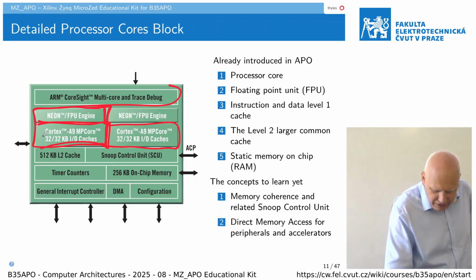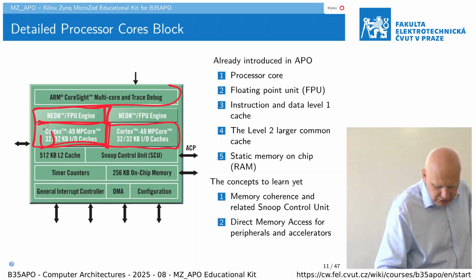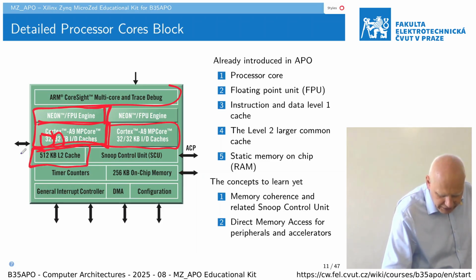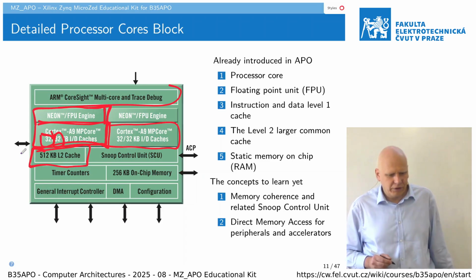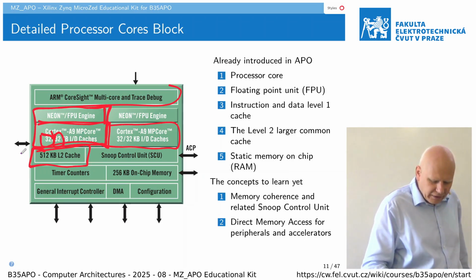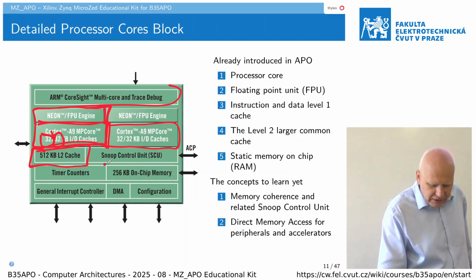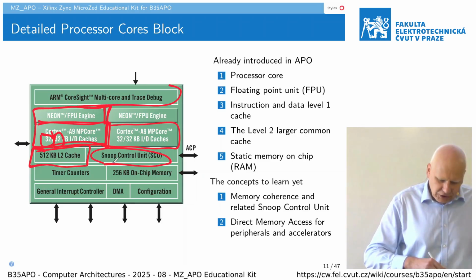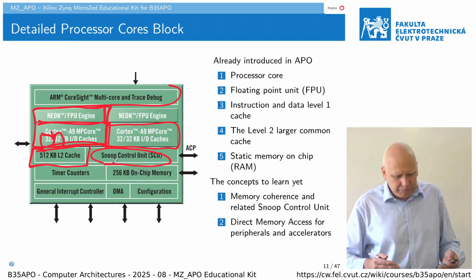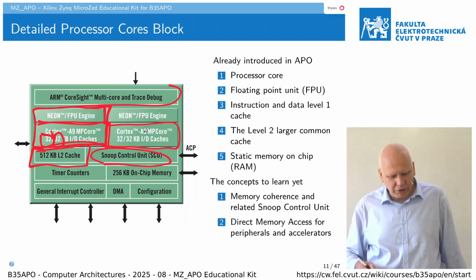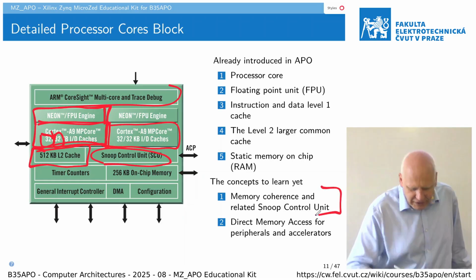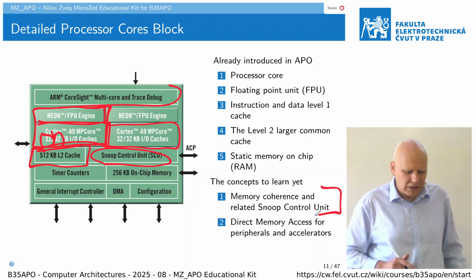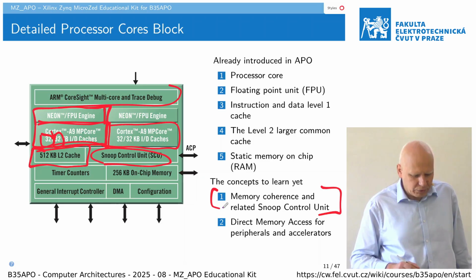Then there is an L1 cache, which is separate for each core. And then there is a shared L2 level cache for both cores and other peripherals. There is some unit which ensures that we provide memory coherence between the cores and so on. We will notice it and have some simple introduction to those problems in one of the following lectures.